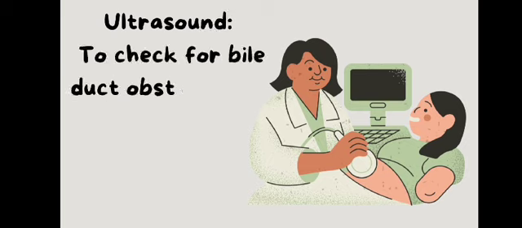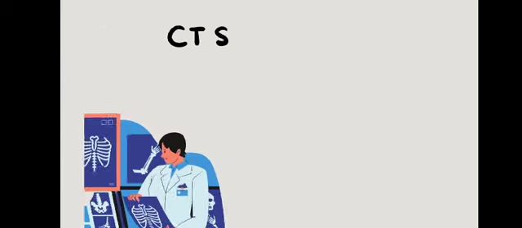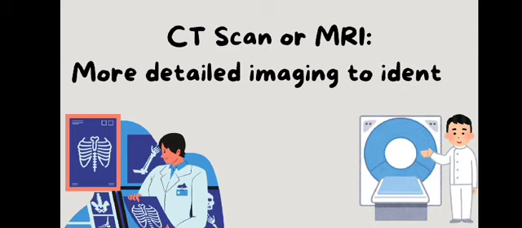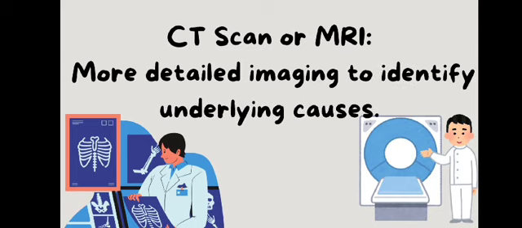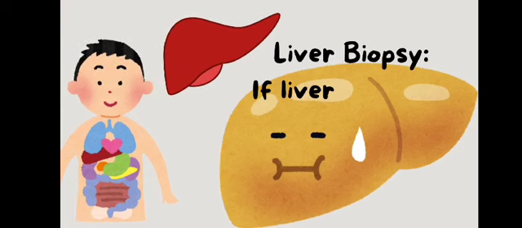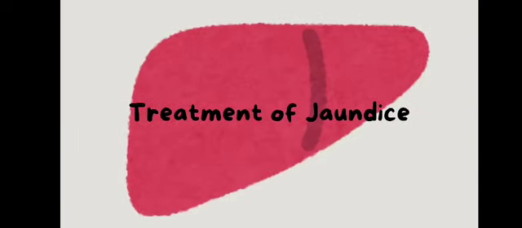For example, we will go for ultrasound to check for bile duct obstructions or liver abnormalities. Then we will proceed for CT scan or MRI, where we see detailed imaging to identify underlying causes. And after that, we will sometimes opt for a liver biopsy to examine the liver tissue.